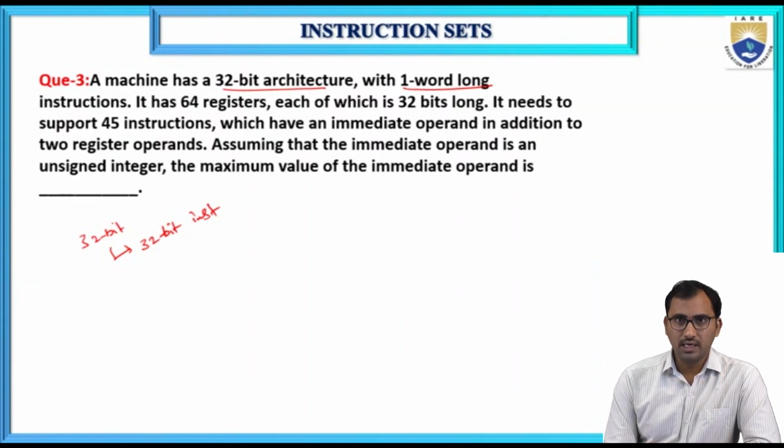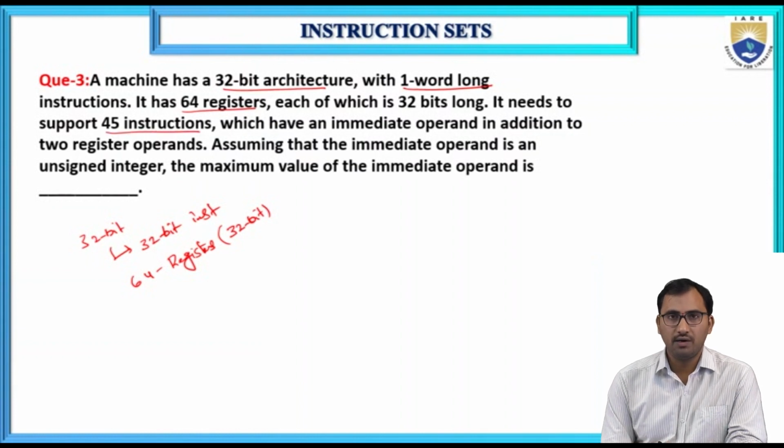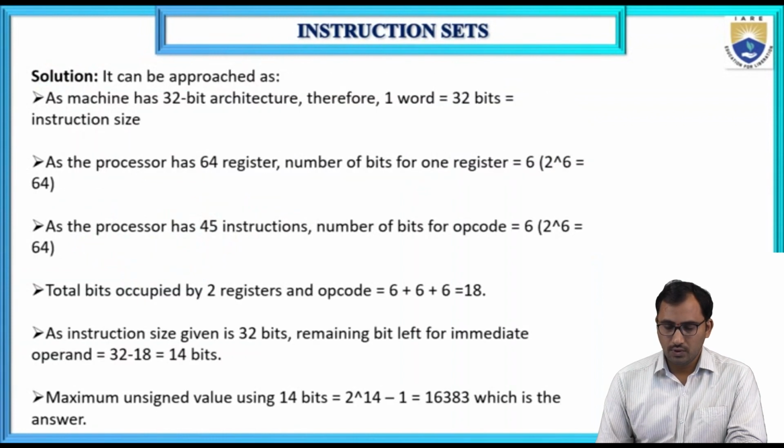That means the size of the instruction is 32 bits, and it has 64 registers, each of which is 32 bits long. And it is needed to support 45 instructions which have an immediate operand in addition to the 2 register operands. Assuming that the immediate operand is an unsigned integer, we need to find the maximum value of the immediate operand. Okay, so let's go to the solution.